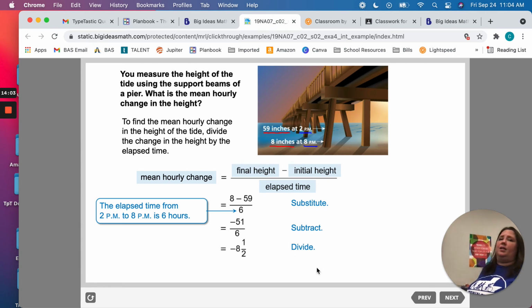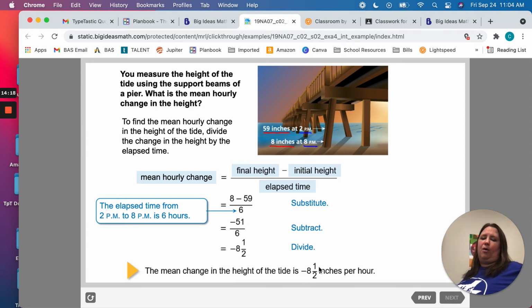All right, so the negative means what was the water doing? It was decreasing. So it was going down. Very good, Joel. No, rising would be plus 8.5. So over the 6 hours, it changed by decreasing 8.5 inches every hour.